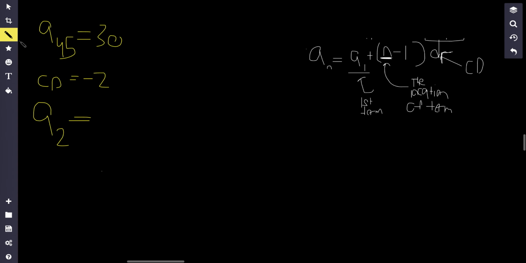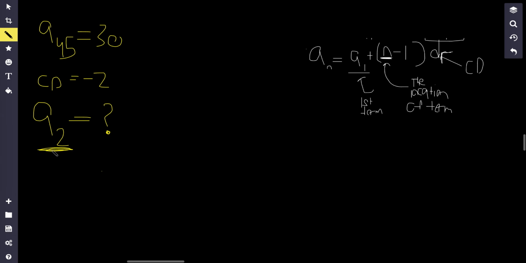Now, let's say we're given that the 45th term of a sequence is equal to 30, and the common difference is equal to negative 2. And we're trying to find the second term. Wait, hold up. How am I supposed to find the second term? How do you do this problem? Well, let me show y'all how to do this problem first.